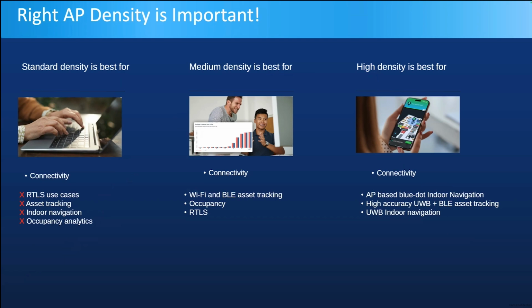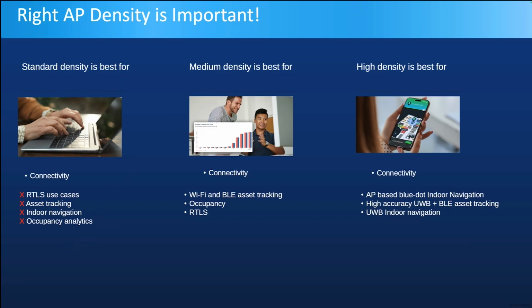So with the 6 gig capable APs, the density requirement we suggested was 1 AP per 1500 square foot, so you get good 6 gig coverage. That's what we call here a standard density. It is designed for connectivity.